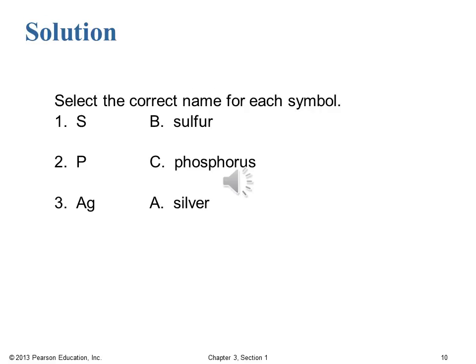Okay, so taking a look, number 1, the capital S, is B, sulfur. Number 2, the capital P, stands for C, phosphorus. And finally, the symbol for number 3, capital A, lowercase g, is A, silver. So hopefully that went well. And if not, as I said, there's unfortunately not much I can do to help you with this topic. It's really just getting out the flashcards or finding a way, however you do, to memorize those first 20 or so elements.